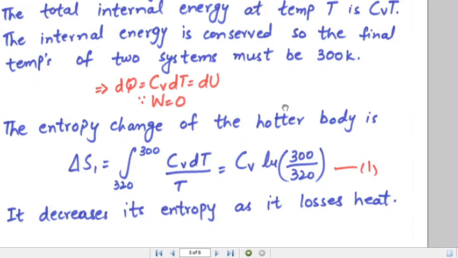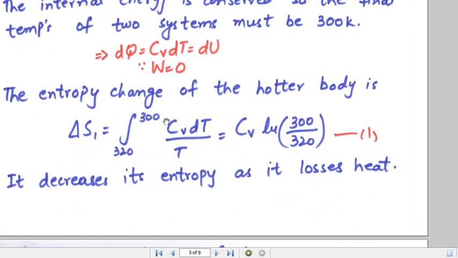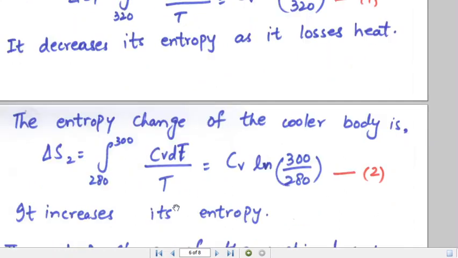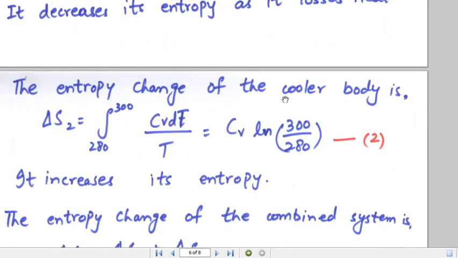Whereas the other object, which is at the low temperature of 280 Kelvin, is gaining heat. The entropy change of the colder body is equal to Cv dT divided by T. So the initial temperature of that object is 280 Kelvin, and the final temperature is 300 Kelvin. So this will be equal to Cv log of 300 divided by 280, and in this case we have a number which is greater than 1, and the log of 1 point something is a positive quantity. It means that the entropy change of this cold body is positive, so it increases its entropy.